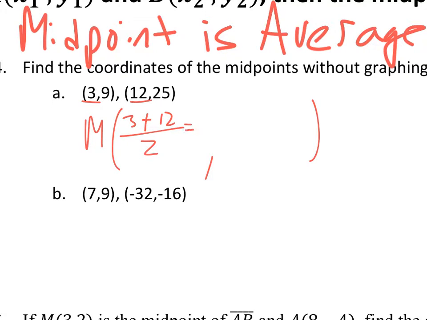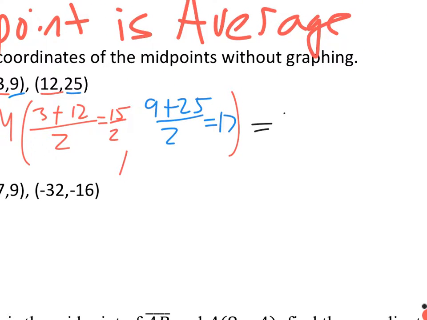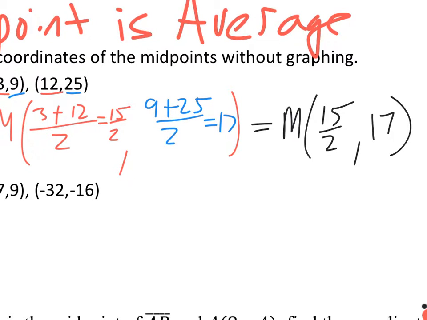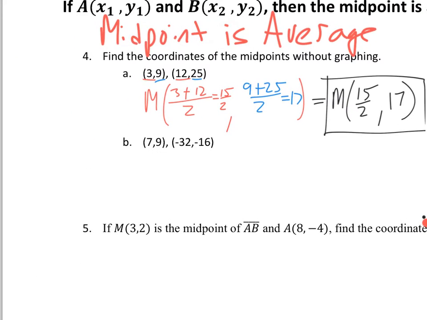And that's going to give us 15 halves. Let's take the y's, 9 and 25, and divide by 2. That's 34 divided by 2. That's 17. So our final midpoint here is going to be 15 halves. You could put it 7.5 if you really wanted to, but fractions are good. We like fractions. And 17. So there's the midpoint. Let's try another one.